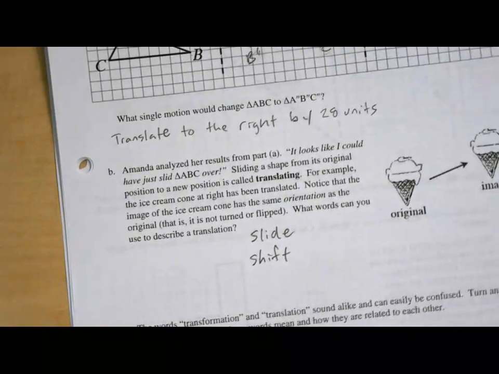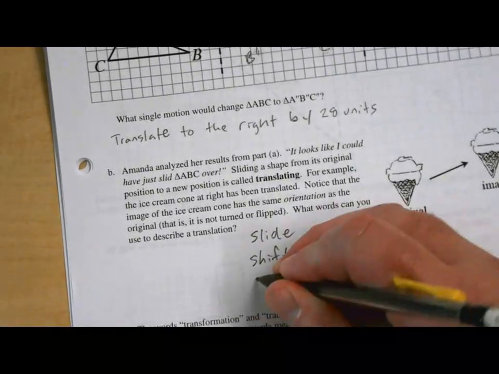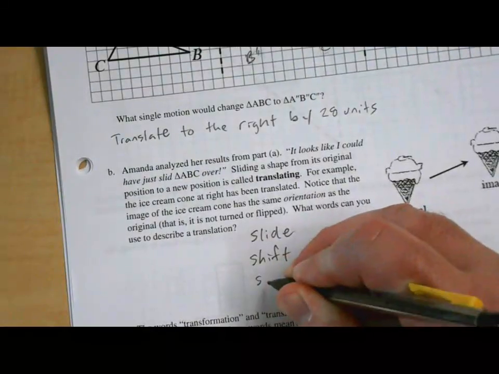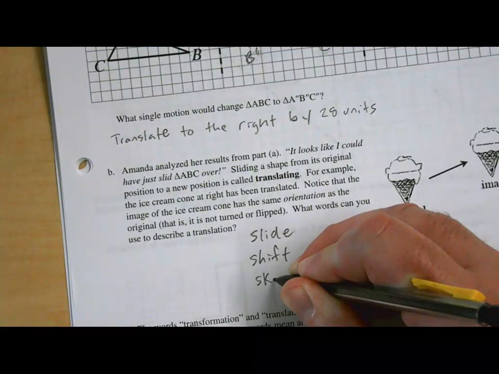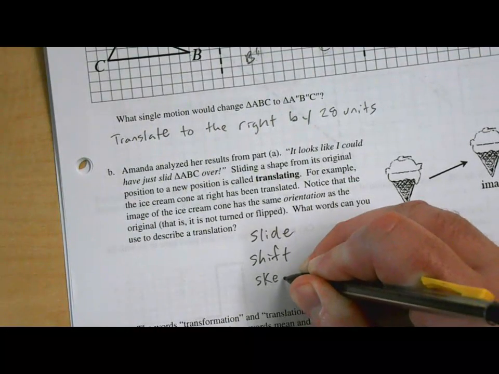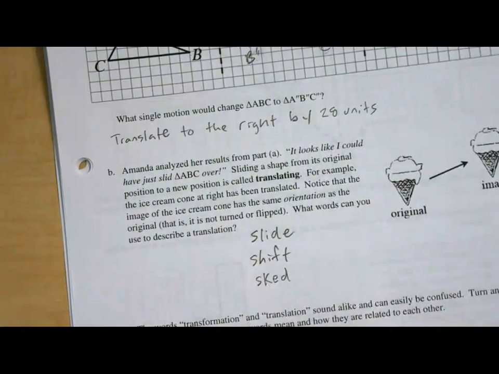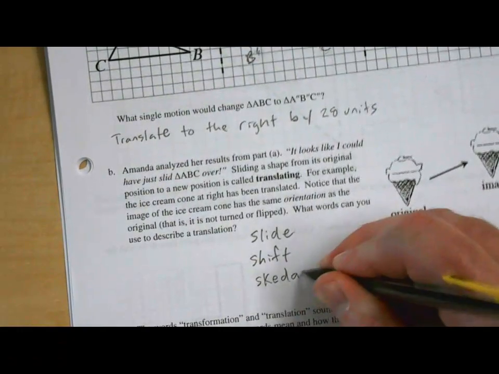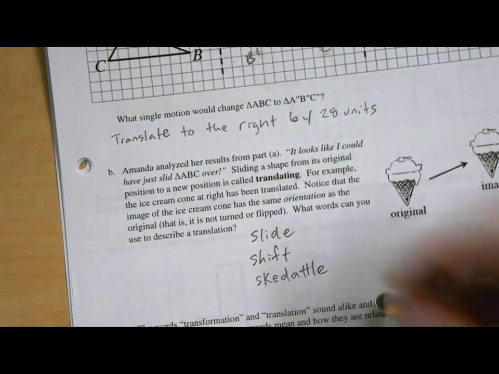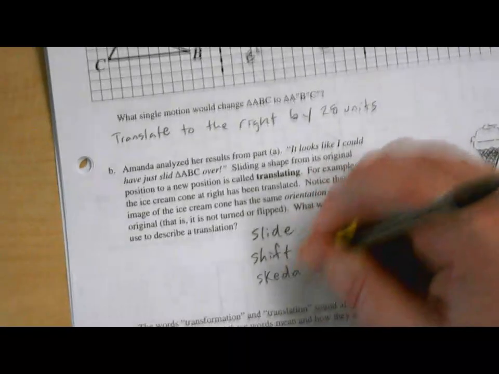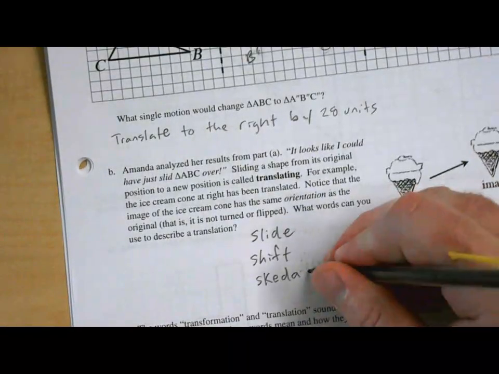Any others? Slide, shift, skedaddle. I love it. How do you spell that? Ski, it, with a D or a T? Oh my God, no. D-D-L-E?